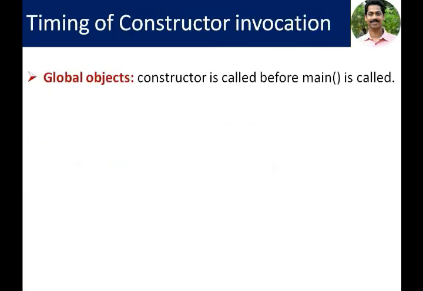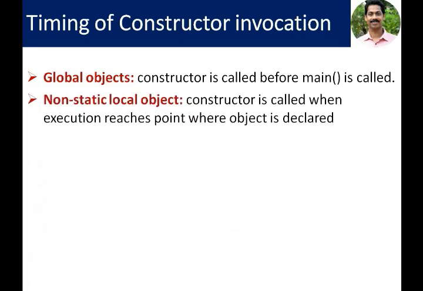So, constructor invocation timing. For global objects, the constructor is called before main. Before the execution of the main program, global constructors are executed. We can define objects globally. In that case, constructors are executed before the main program. Then non-static local object: the constructor is called when the execution reaches the point where the object is declared. So the constructor is invoked when the object declaration is found. This is what we usually do in every program. This is the ordinary object declaration method.